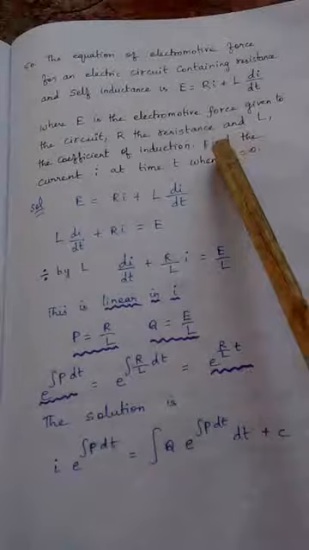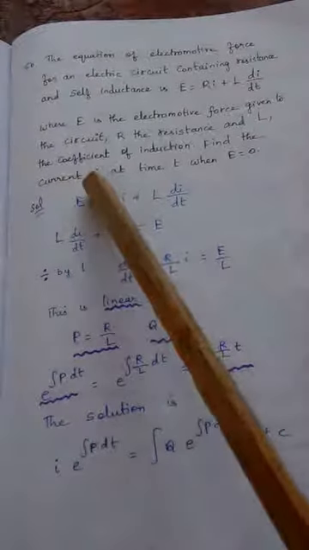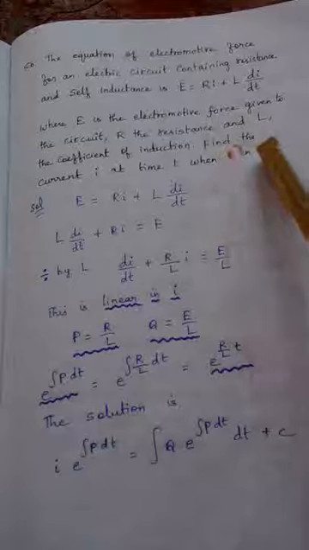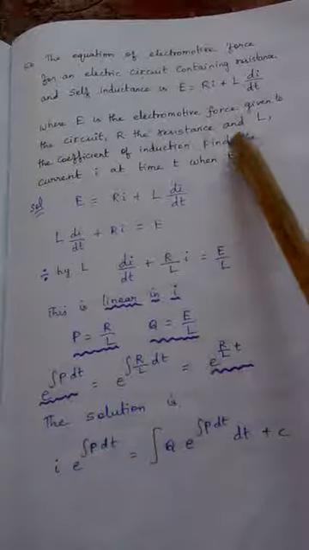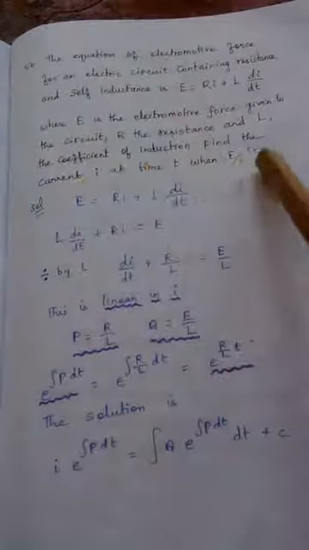R is nothing but resistance, L is nothing but the coefficient of induction. What we need to find is: find the current I at time t when E is equal to 0. So, our aim is to find the current at time t when this E is equal to 0, where E is nothing but the electromotive force. We need to find the current I at time t when E equals 0.